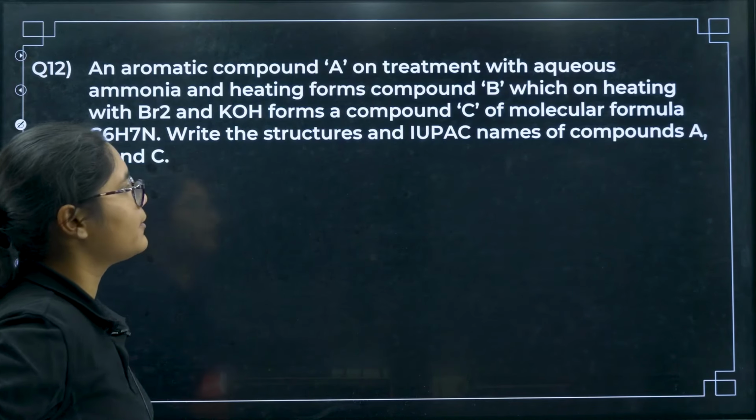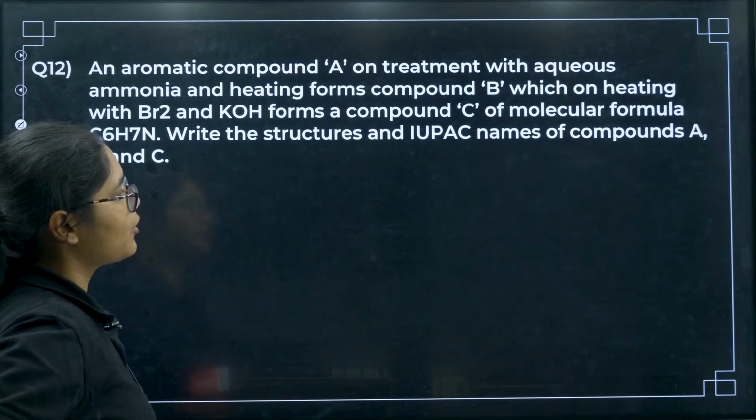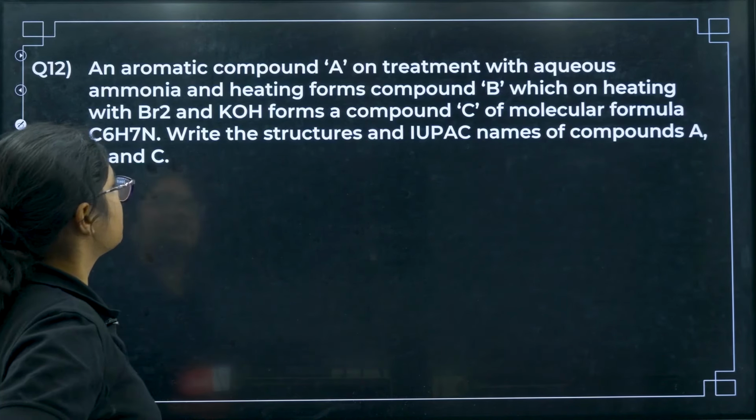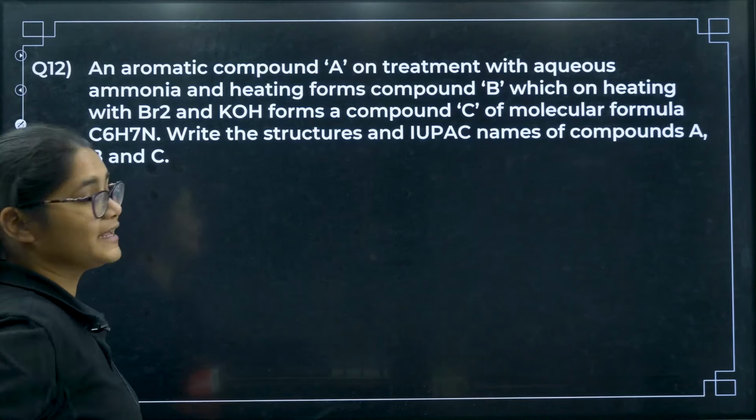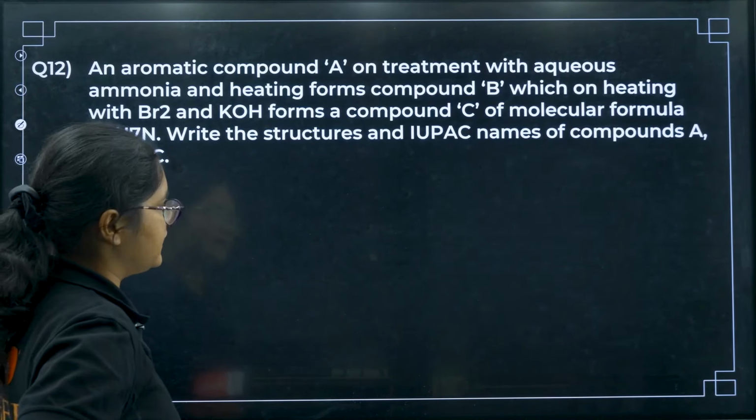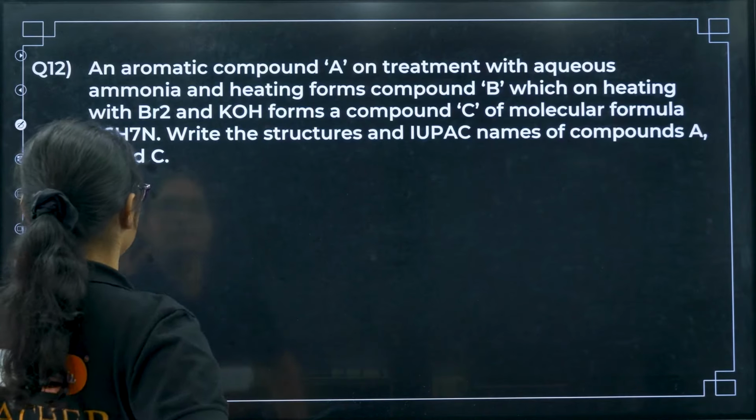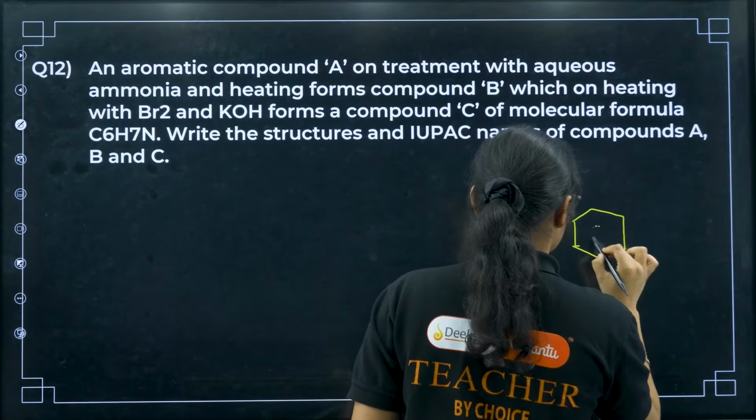Okay, now we have a question. An aromatic compound A on treatment with aqueous ammonia on heating forms compound B, which on heating with Br2 and KOH forms compound C of molecular formula C6H7N. Write the structure and IUPAC names of compounds A, B and C. So C6H7N is nothing but your aniline.